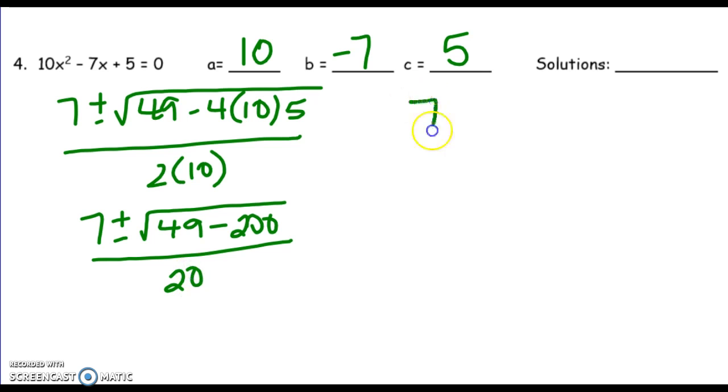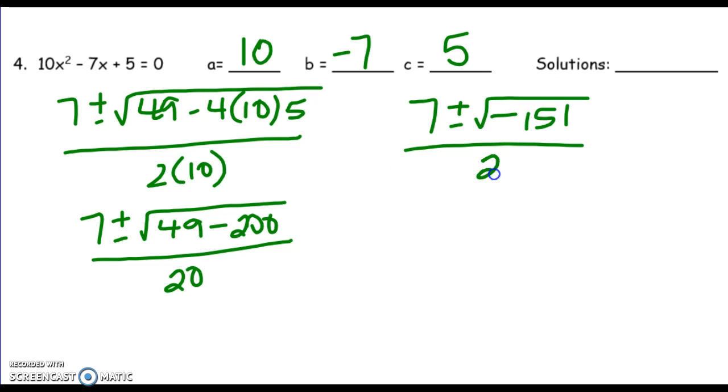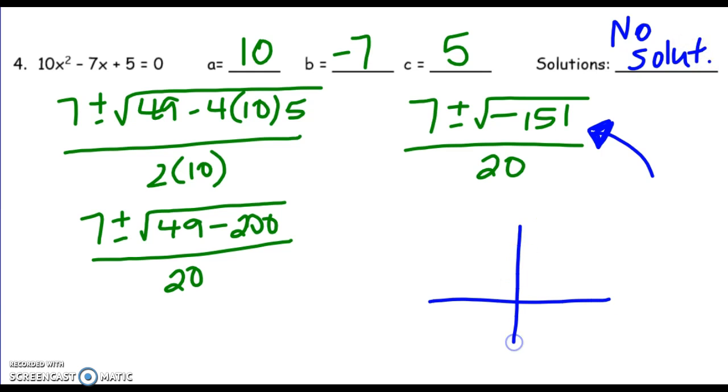And this one's going to end up a little different because I've got 7 plus or minus the square root of a negative 151. Now, we talked a while ago about what happens when there is a negative number underneath your square root. In that case, it is an imaginary number. So you do have no solution. And remember that graph is going to look like this. It's not going to cross that x-axis at all. So there's not going to be a place that it crosses the x-axis, so my quadratic is not solvable.